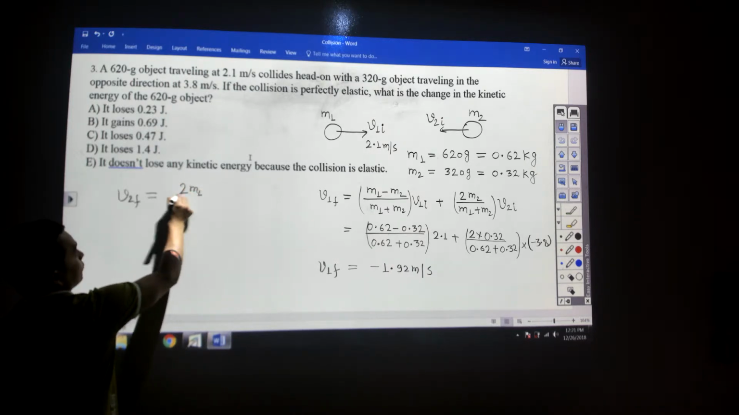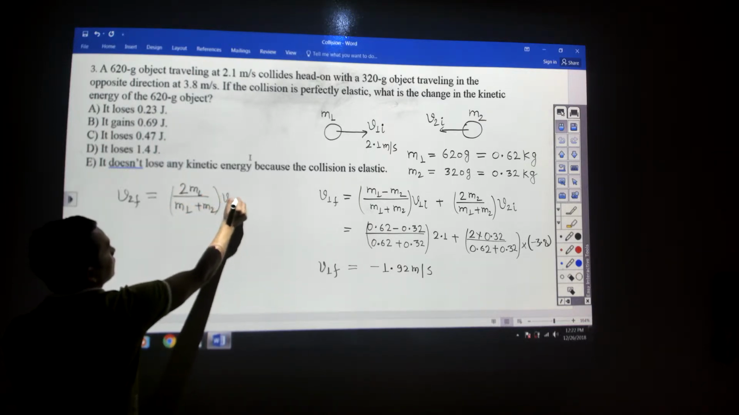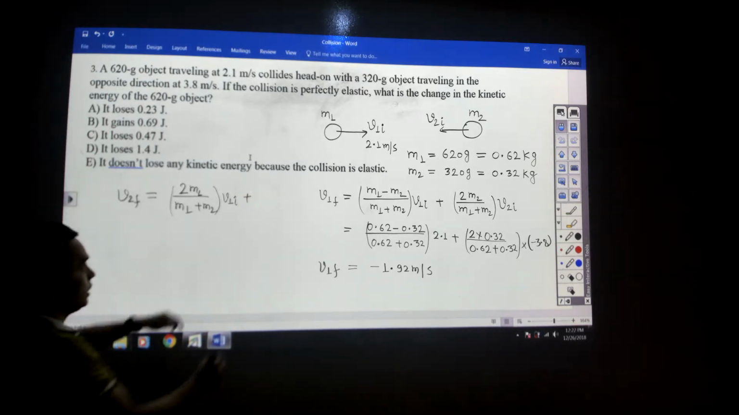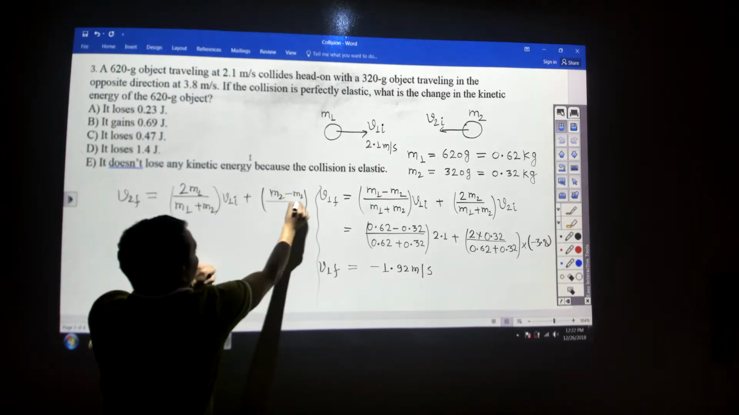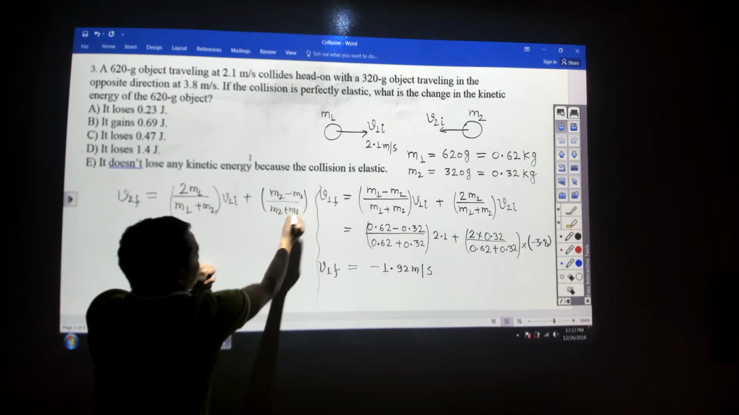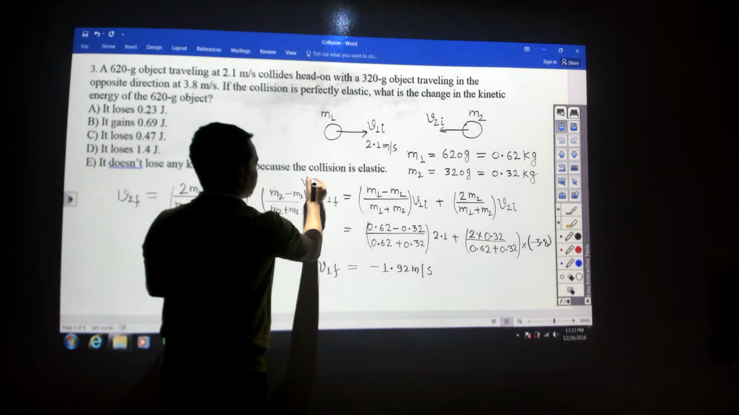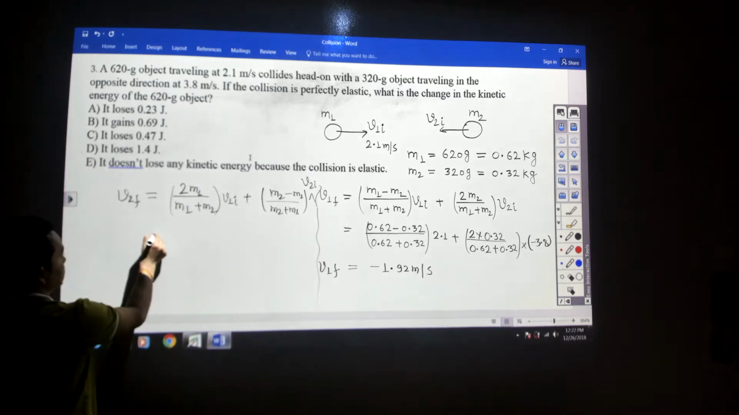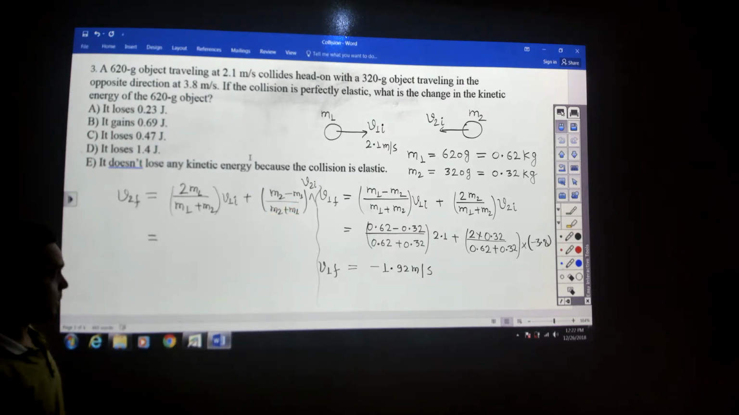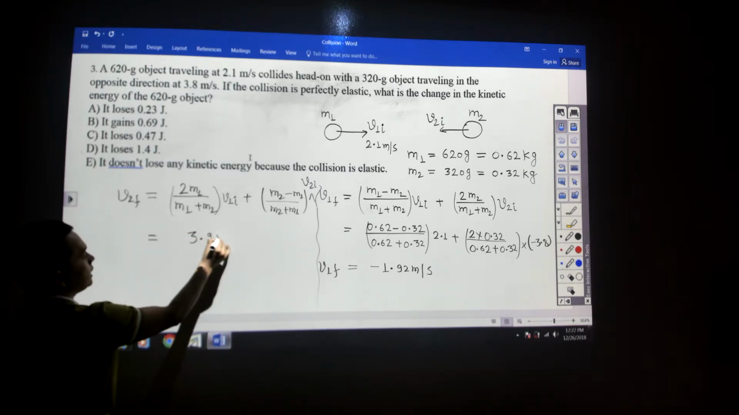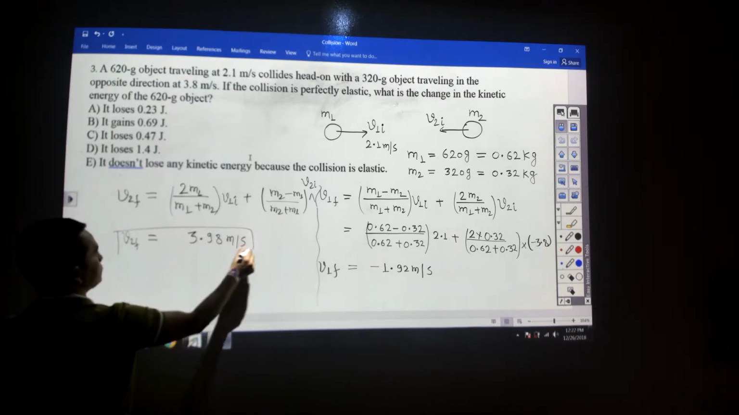The final velocity of the second is 2m1 over m1 plus m2 times v1I, plus m2 minus m1 over m1 plus m2 times v2I. Here this is v2I. So you just need to plug in all the numbers. You know the mass, you know the velocity, and again this v2I would be negative. Once you plug in, the answer you will get is 3.98 meter per second. This is the final velocity of the second object. Okay?